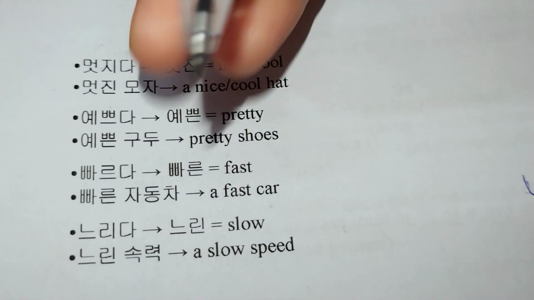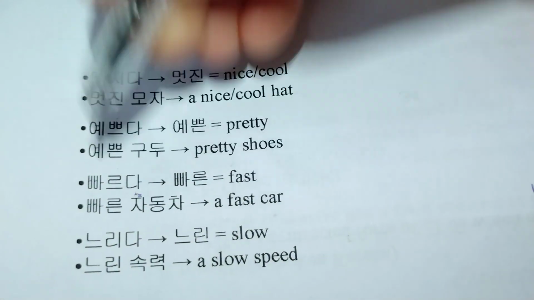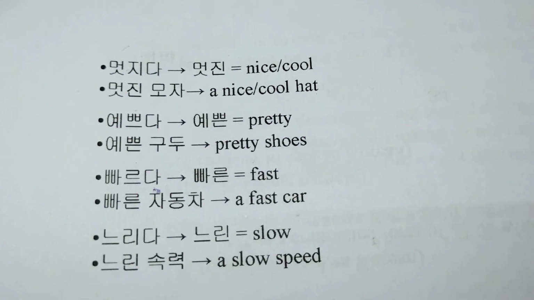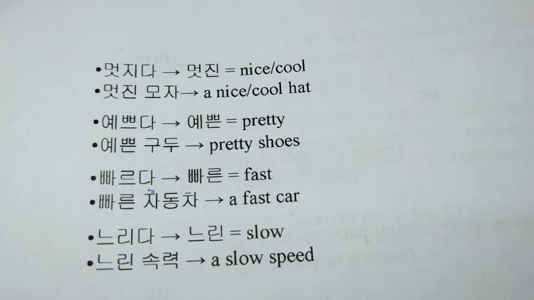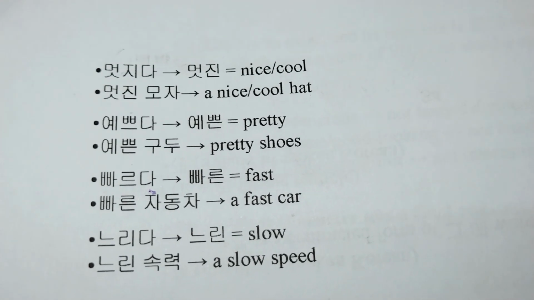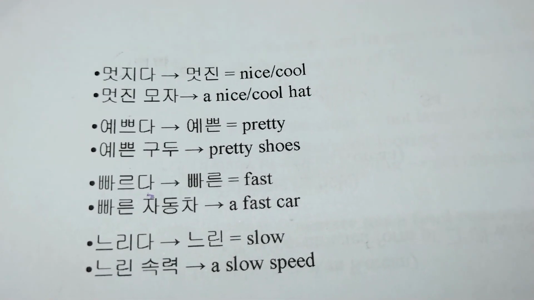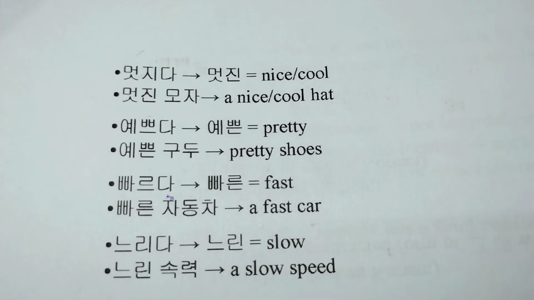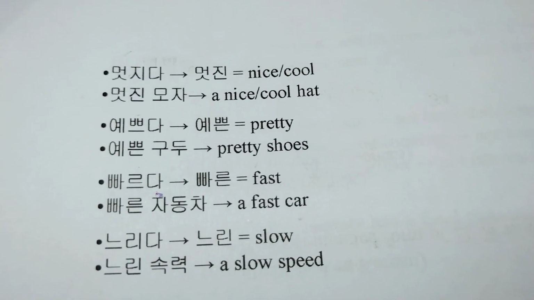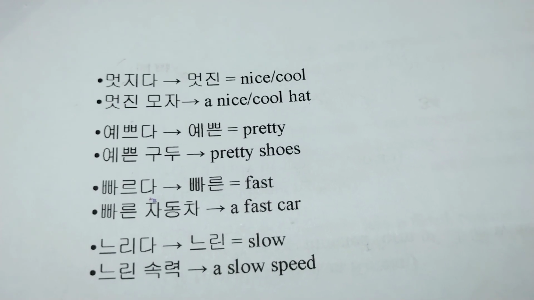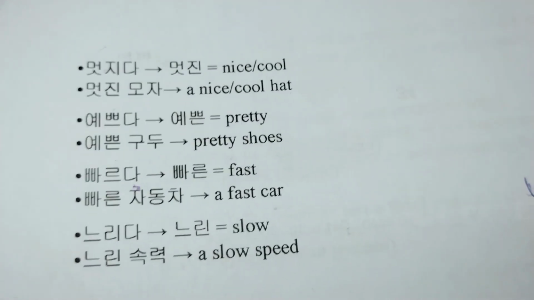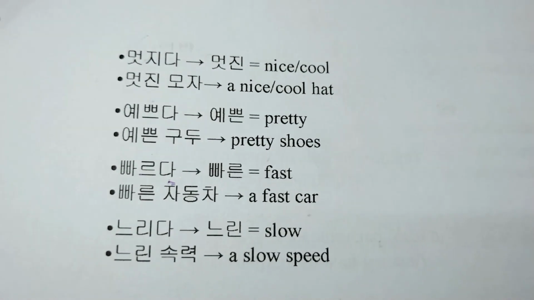It is given 자 here, but it is 자 actually. So 빠른 자동차, 느리다, 느린 속력. 속력 means speed, like speed of anything you're doing. It doesn't exactly have much of a double meaning.